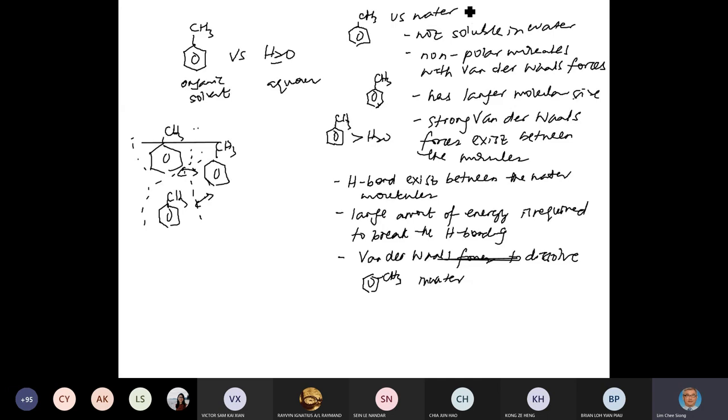Get it? Okay. Some students make a mistake. They say hydrogen bonding will form between the water and the toluene. I give you totally wrong. No, because hydrogen bonding only forms with itself, between the molecules of water. So that's why they have to go for higher energy to break the hydrogen bonding, and the Van der Waals forces are also getting stronger. So you can study by yourself about this.